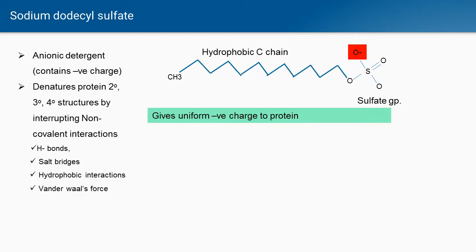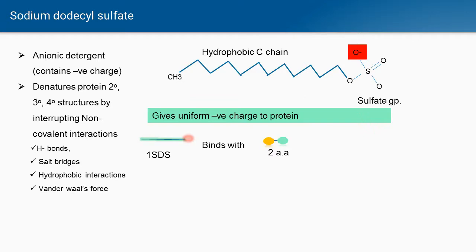How? I'll tell you. Second thing that SDS does is it interrupts the non-covalent interactions and it denatures the protein secondary, tertiary and quaternary structures. How does it denature it? By interrupting the non-covalent interactions which involve the hydrogen bonds, salt bridges, hydrophobic interactions, and van der Waals forces. Please note it down that SDS does not interrupt the covalent interactions, means SDS cannot break down the disulfide bonds.